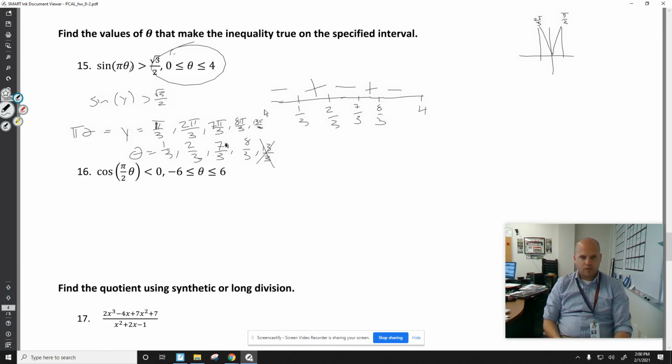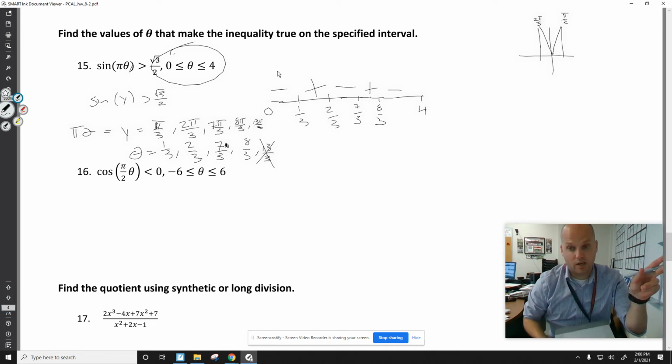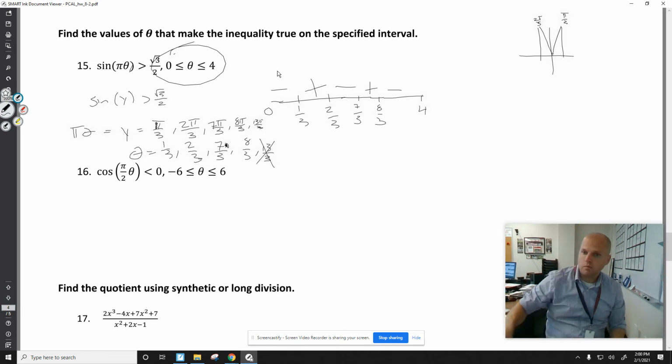Start here at 0. So tricky, the fact that the interval made us look beyond the 0 to 2 pi range. Doesn't happen often, but when it does, boy, is it exciting. 1/3 to 2/3, 7/3 to 8/3.